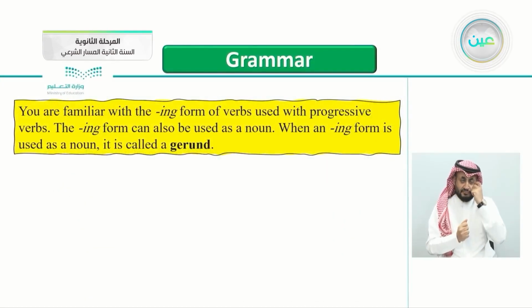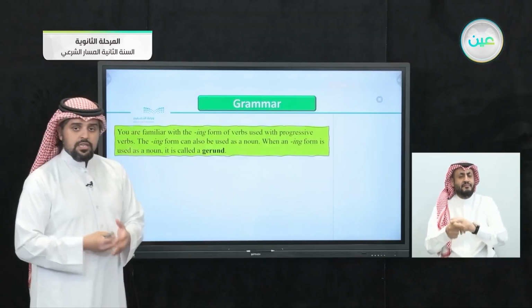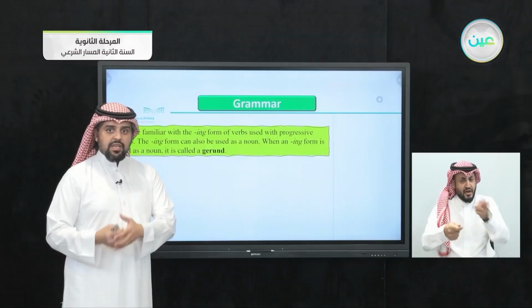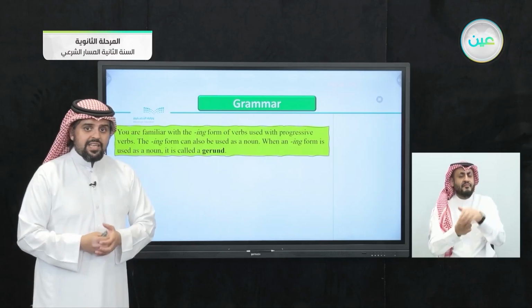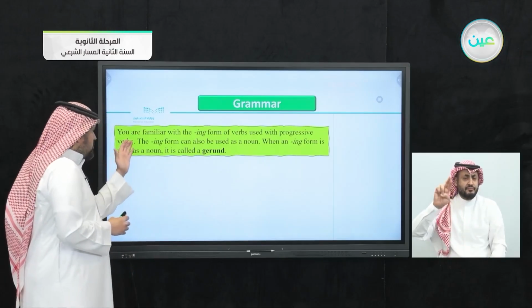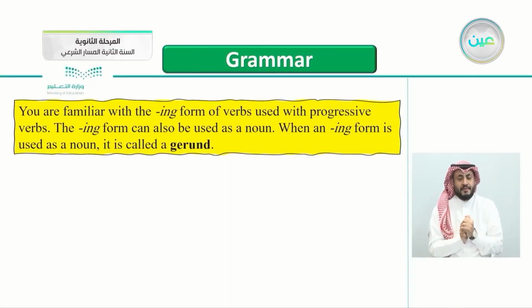So you are familiar with the ing form of verbs used with progressive. Of course, you know progressive. We use ing with the progressive. I'm going, I'm sleeping, and so on. So the ing form can also be used as a noun. When an ing form is used as a noun, it is called a gerund. So there's another form of the verb that uses the ing that acts as a noun, so we call it a gerund.